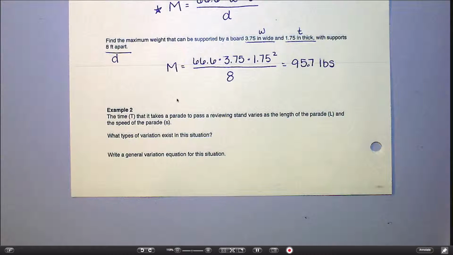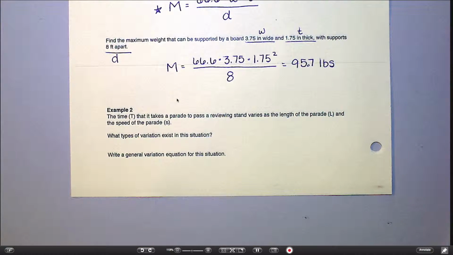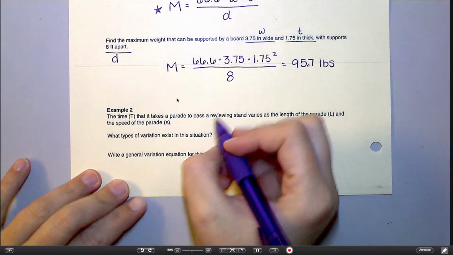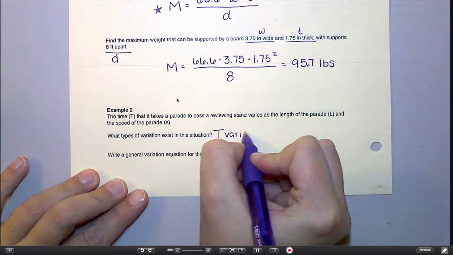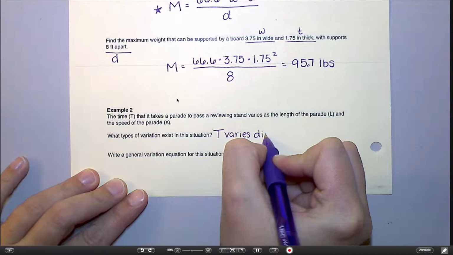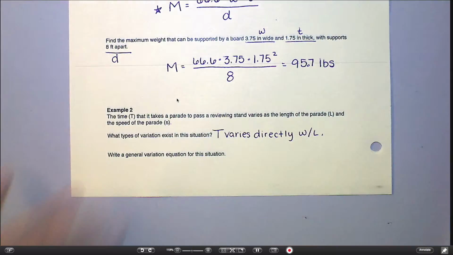So I just want to know in general, and again, I'm not giving you any actual numbers, so we can't talk square or cubed or anything, but in general, how are these things related? So the time and the length of the parade. As the length of the parade gets longer, what happens to your time? Longer. So what do we call that? Direct. So I would say that T varies directly with L. Okay?